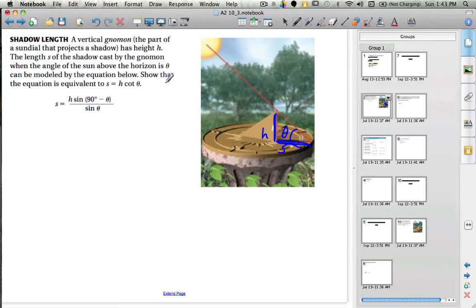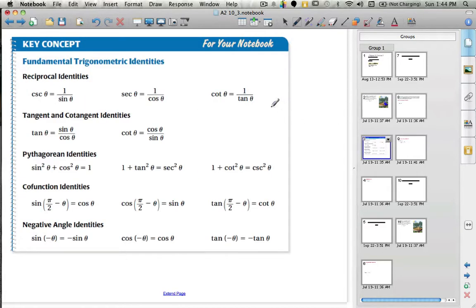So then we'd want to prove that the equation is equal to this other equation. s is equal to h cotangent of theta, the height times the cotangent of theta. So what that's going to involve is reworking this part of the equation to make it equal to that, which is what we do typically when we prove identities. The rules we're going to be working with are these.